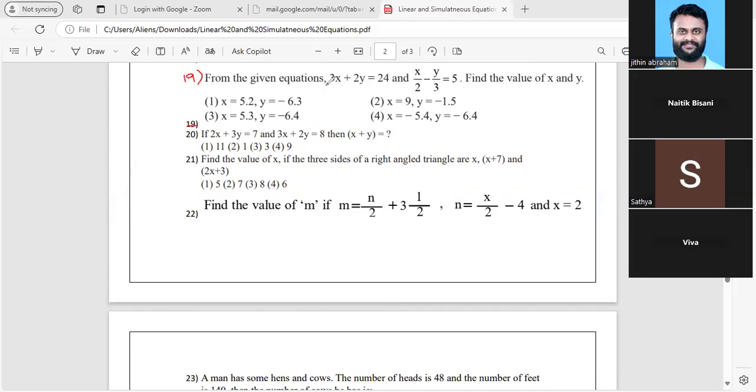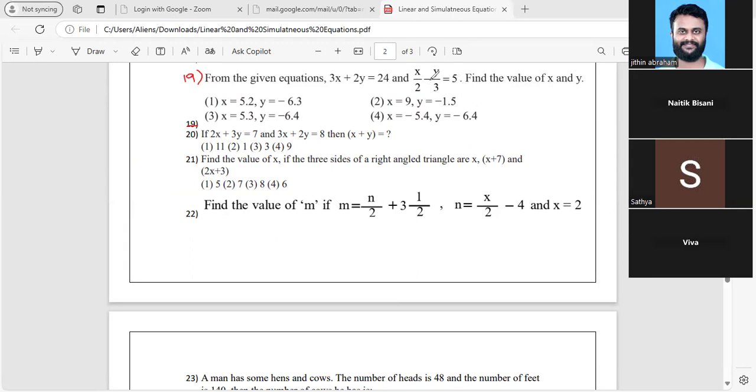From the given equations, 3x plus 2y is equal to 24, and on the other side x by 2 minus y by 3 is equal to 5. We have to find the value of x and y. First of all, this is in fraction and this is not in fraction, so it doesn't look good. We'll have to convert everything into one form, either everything into fractions or everything into non-fractional form. Whichever way, the effort is going to be the same. There is not much of a difference.